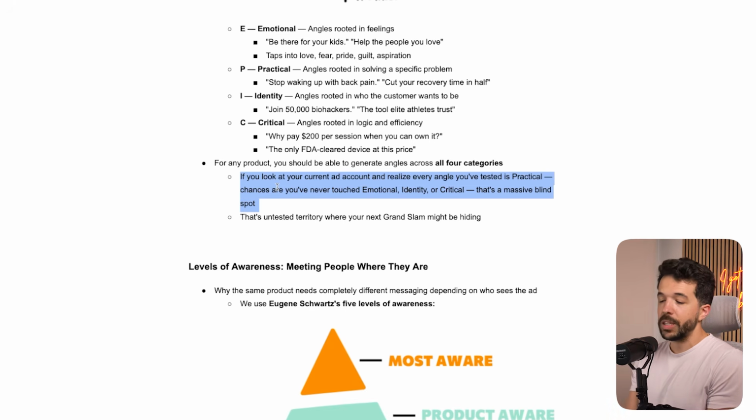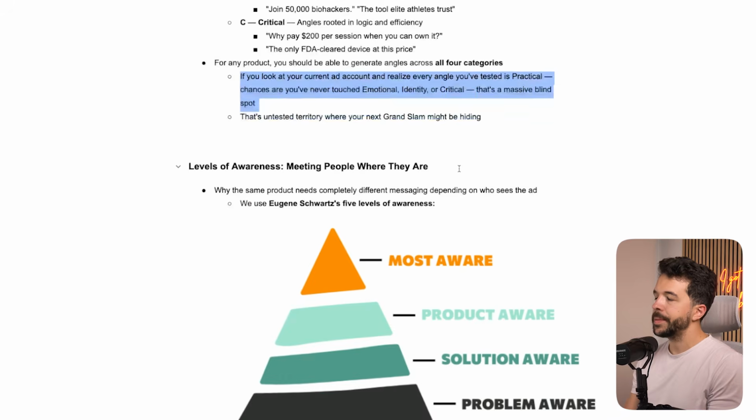And that's a great gap that you can attack and use to find new winners. As I said before, it's untested territory where your next Grand Slam winner might be hiding.